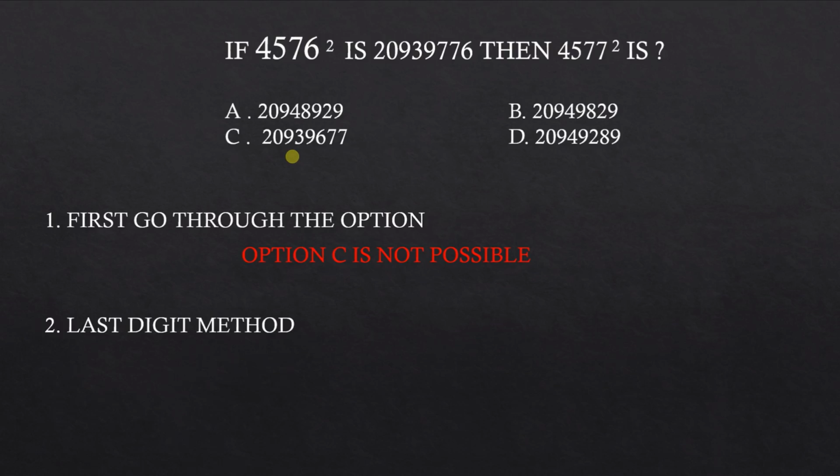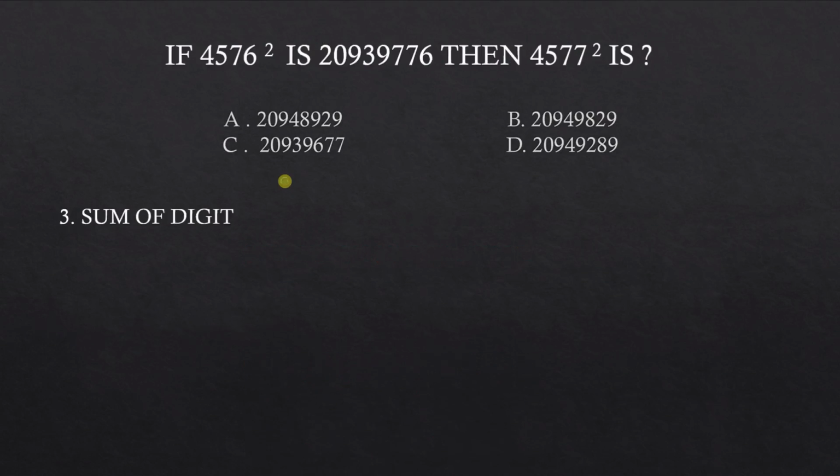So the second method is the last digit method. By squaring the 7, we know the last digit should be 9. Going through the options, option A's last digit is 9, option B's last digit is 9, option D's last digit is 9, and option C's last digit is 7. So we can only understand that option C is not possible. So the last digit method also fails to solve this problem. So moving to the next method.